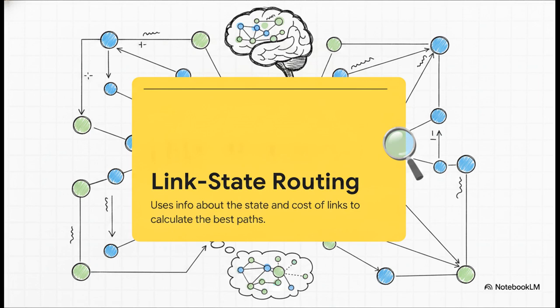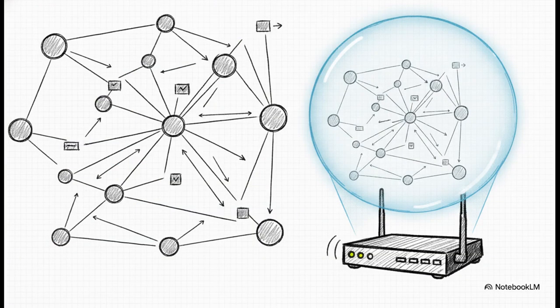Instead of just asking its neighbors for directions, a link state router gathers information about the actual state and the actual cost of the links across the network. It uses this data to meticulously build a complete big-picture topological map of the entire network right inside its own memory. So the crucial point here is that by having a full comprehensive map of the network, link state routing is vastly superior for larger networks.